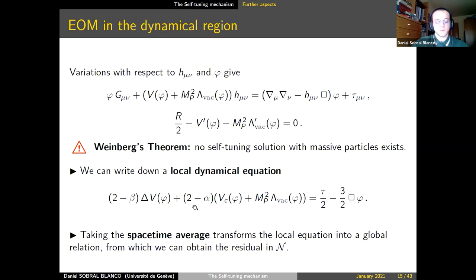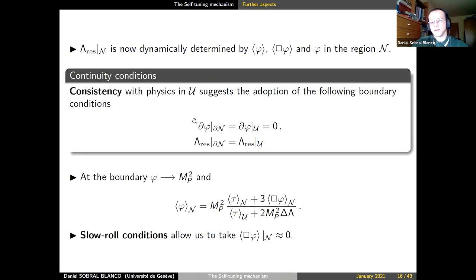Since we are working with space-time averages, we are going to use this tool here also. The interesting thing is that taking the space-time average of this equation transforms this local equation into a global relation. We are relating the global space-time averages of these different contributions, and we can isolate them in order to obtain a residual in this dynamical region. I'm not giving you the equation for this residual, but it's dynamically determined by the average of the field, the average of the derivatives of the field, and the field itself in this region. So it's a complicated expression that we need to solve.